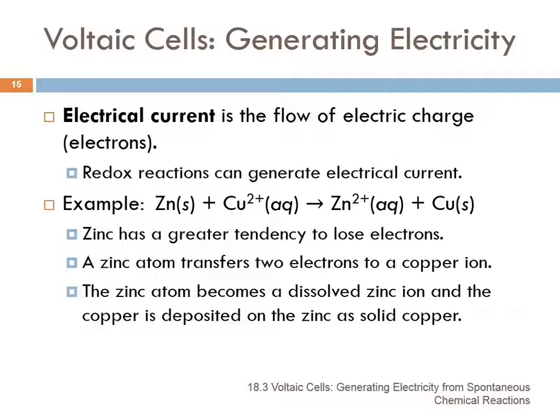The example we're going to look at first is zinc metal reacting with copper 2+ ions to form zinc ions and solid copper metal. Zinc has a greater tendency to lose electrons than copper does. So the zinc atom will transfer 2 electrons to the copper ion. The copper ion then becomes a copper atom. The zinc atom becomes an ion and dissolves into the solution. The copper ion becomes an atom and deposits onto the zinc as solid copper.